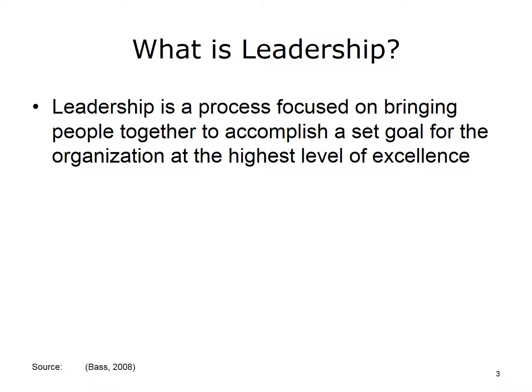Let's begin by trying to answer the question, what is leadership? Leadership is a process focused on bringing people together to accomplish a set goal for the organization at the highest level of excellence. It evolves according to the environment that the leader will be working in and the goals and objectives that are to be achieved by the organization. Leadership focuses around the process of bringing about some type of change.